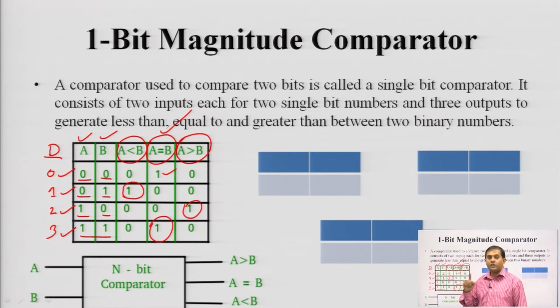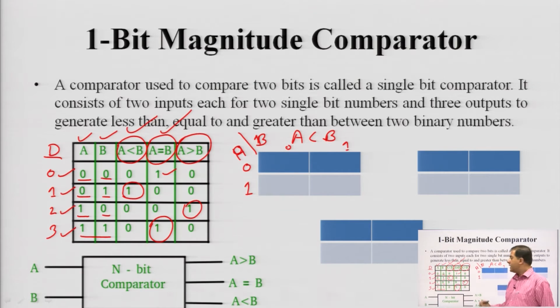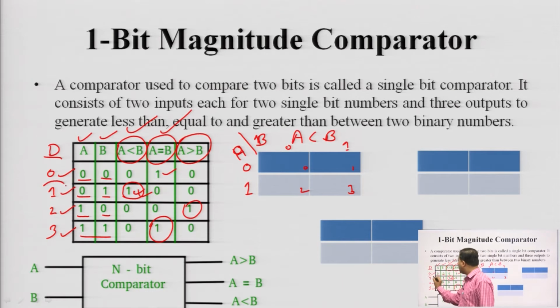There will be 3 K maps because there are 3 outputs. One output is for A less than B, one is for A equal to B and one is for A greater than B. First, we will draw the K map for A less than B. For the 2 variable combination, this is A and B, so this will be 0 and 1, and this will also be 0 and 1. So, this is 0, 1, 2, 3. You can check that the output is 1 only for decimal 1. So, we will put 1 here. Got it, the K map concept.